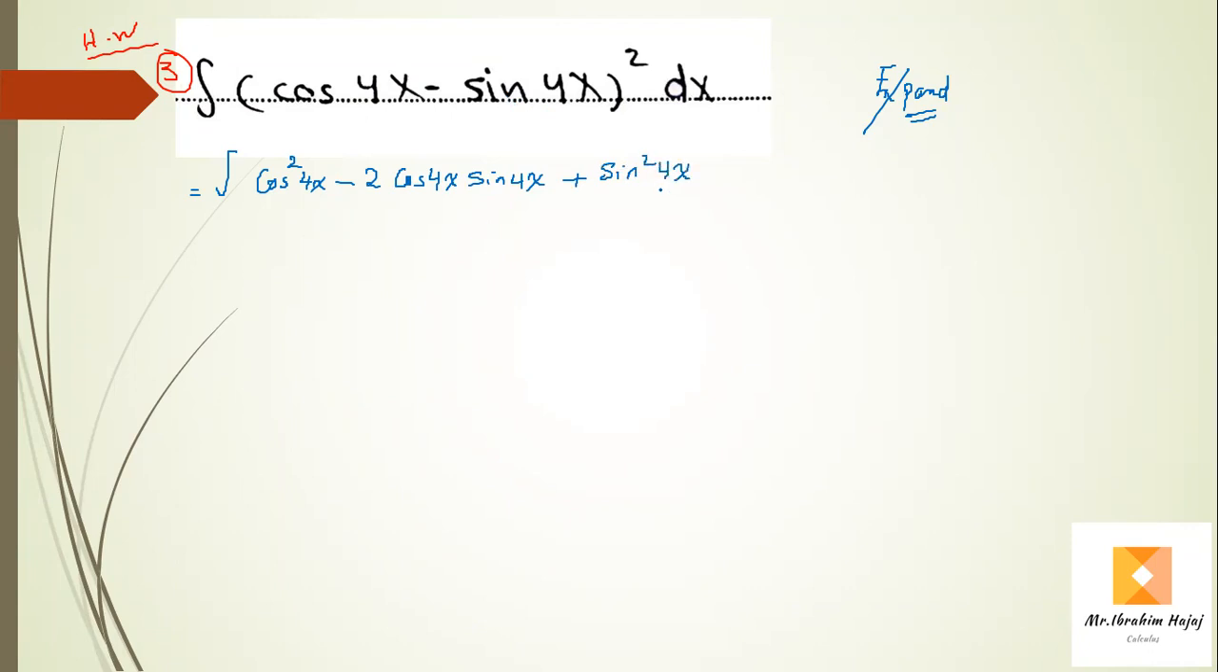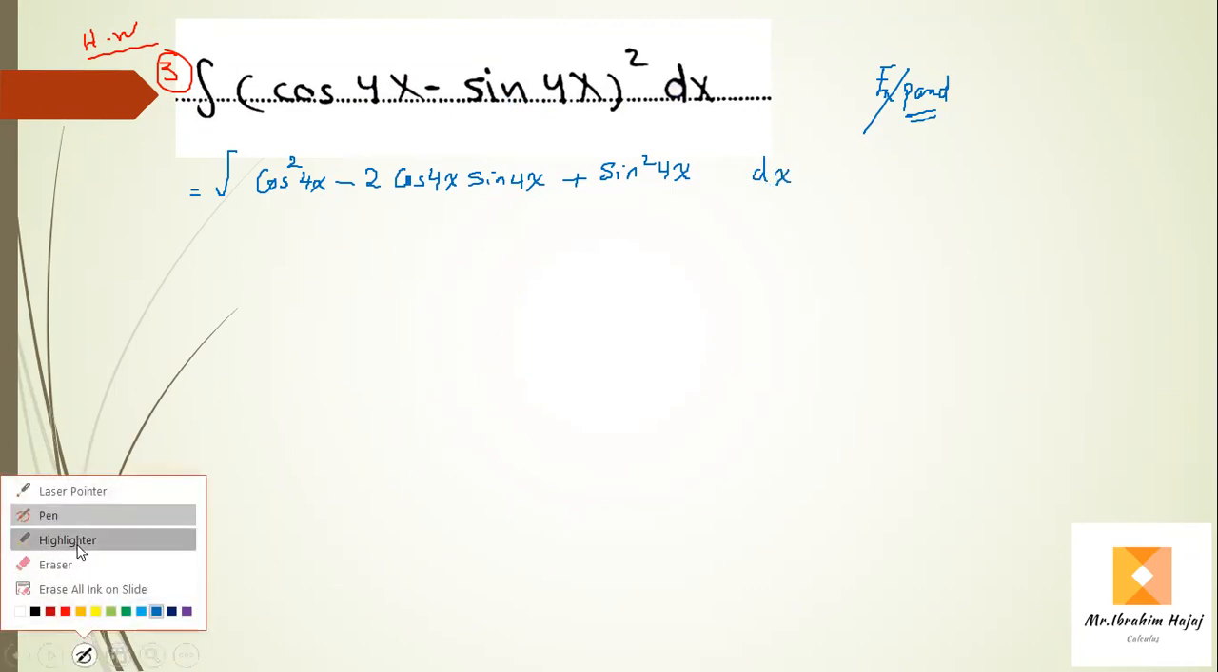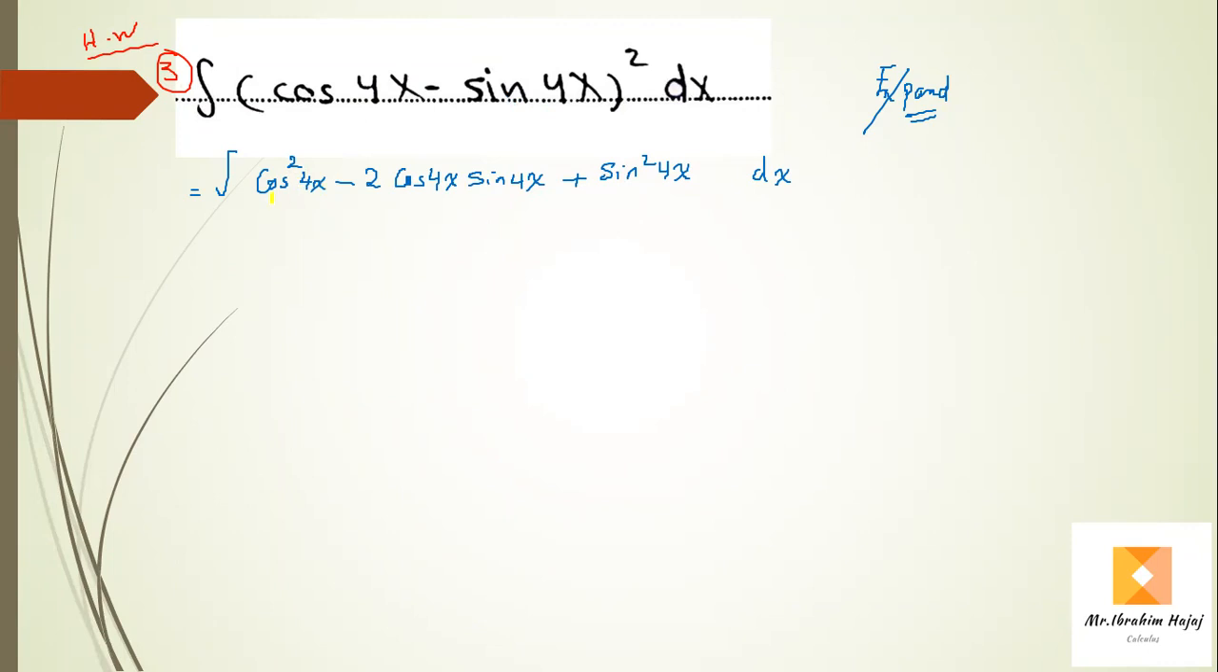For the first term and the third term we can use the rule you gave us yesterday: cosine squared 4x plus sine squared 4x equals 1, using the Pythagorean identity. So we get 1 minus 2 cosine 4x sine 4x, dx. Isn't the middle part related to the double angle?